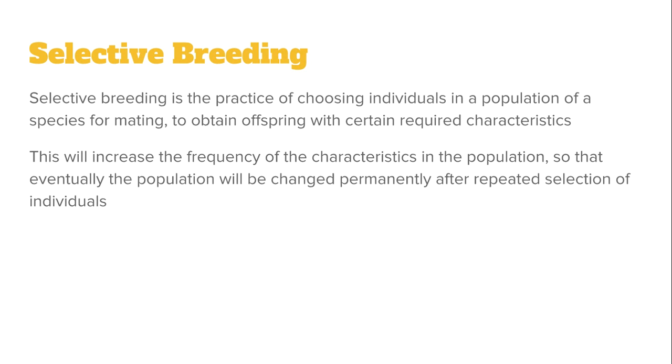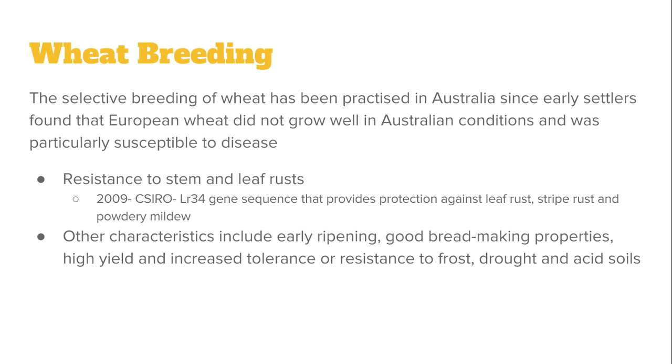So, selective breeding is the practice of choosing individuals in a population of a species for mating to obtain offspring with certain required characteristics. This means that the frequency of a certain characteristic in the population will increase, so that eventually this population will be changed permanently after repeated selection of individuals.